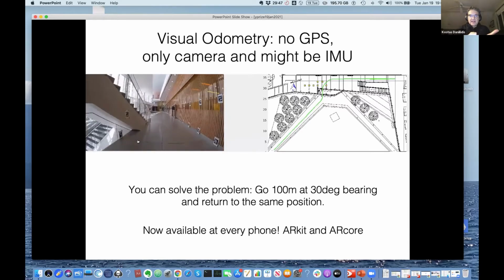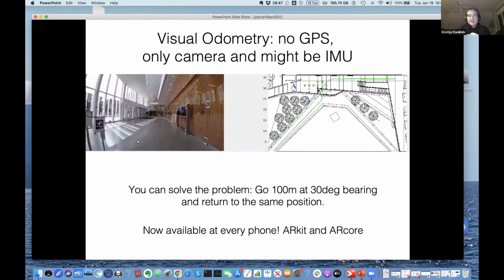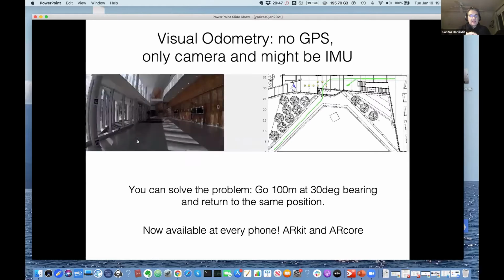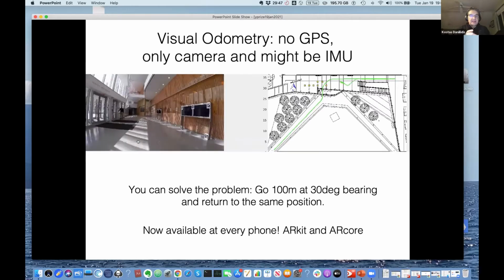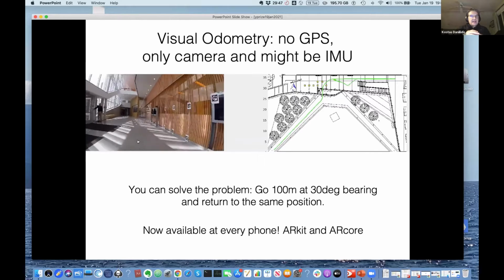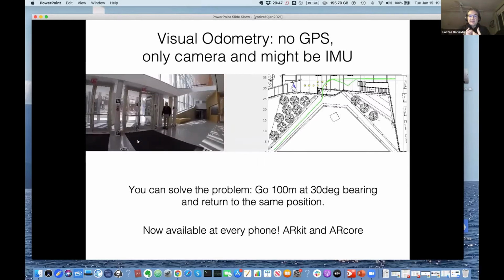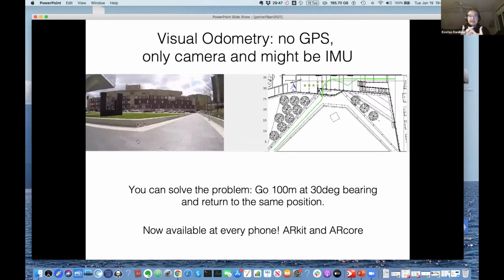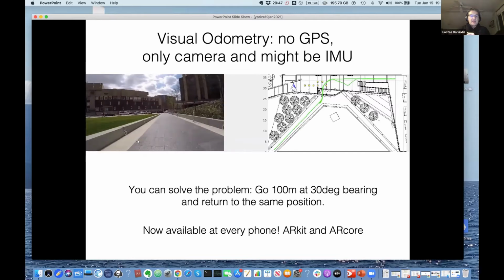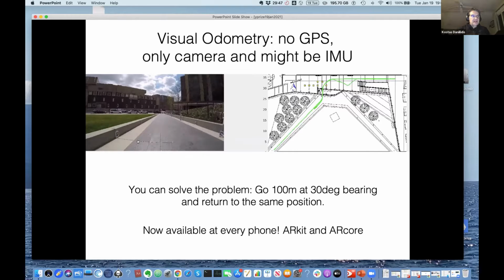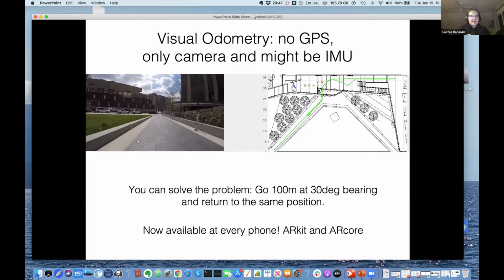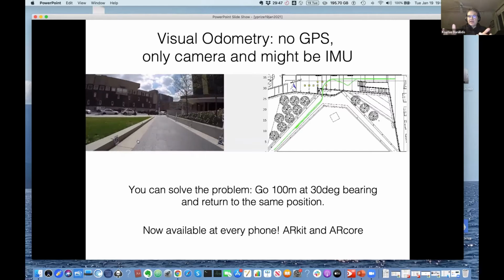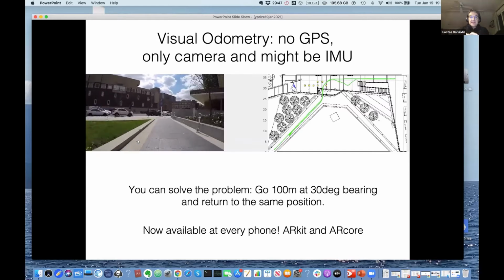So what you see on the left is the Nanotechnology Center, and on the right you see the path that we had by just going around with a GoPro and an attached IMU. And if you solve the visual odometry, you can really solve a problem. For example, go 100 meters at 30 degrees bearing and return to the same position. Or let's say you don't have any data connection, then you can leave your hotel somewhere, and then you can have this path and follow this path back to your original home position.